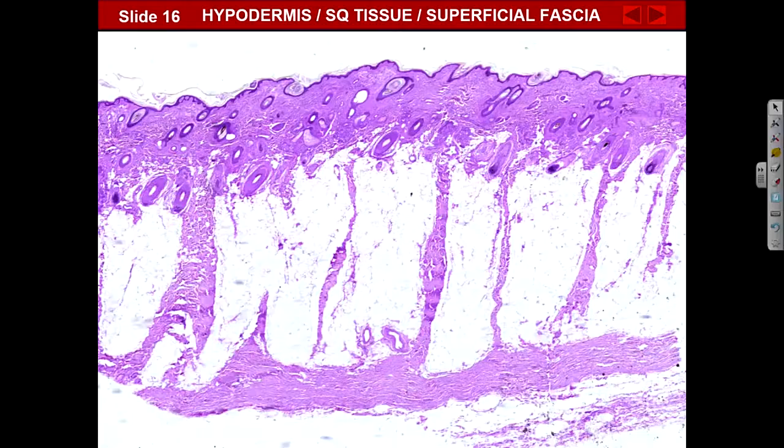Okay, hypodermis, I think I've convinced you, hypodermis is not part of the integument. It is adipose tissue.